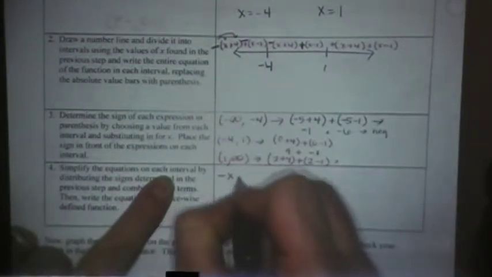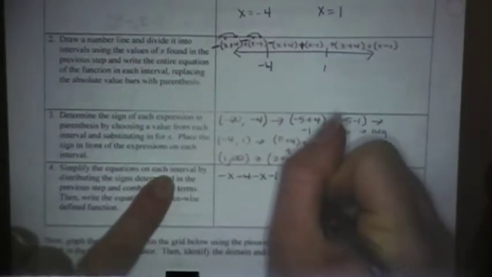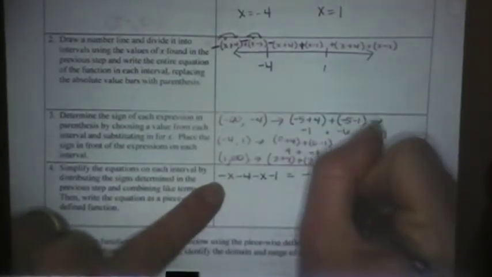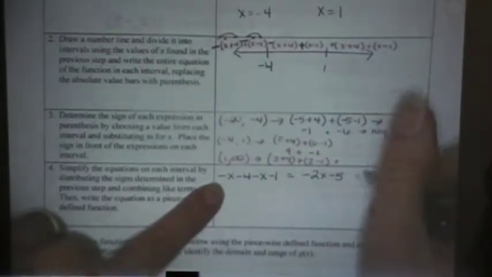All right, so now, simplifying the equation. I'm going to distribute the negative up here. That's going to give me negative x minus 4. Distribute this negative, minus x minus 1, which simplifies to negative 2x minus 5. That's from the interval negative infinity to negative 4.